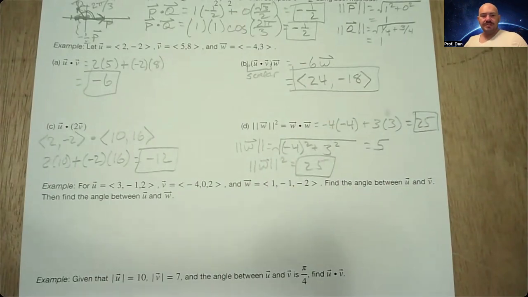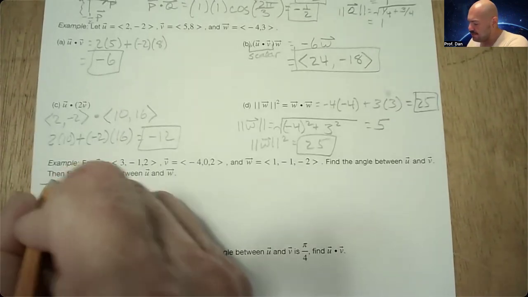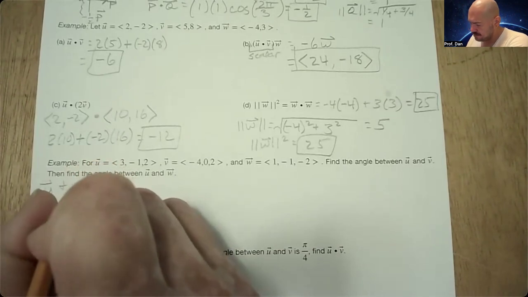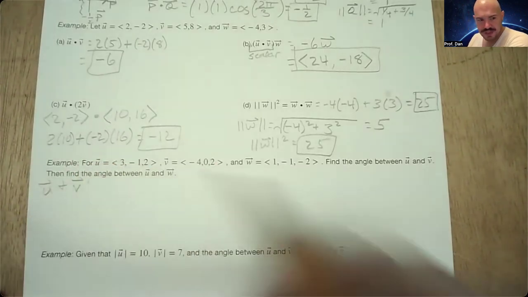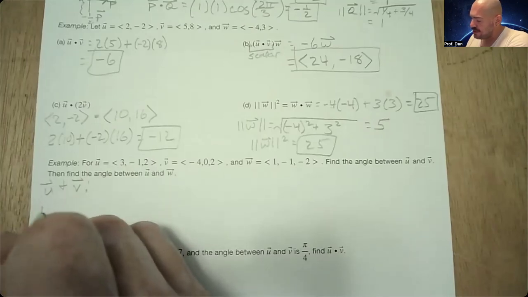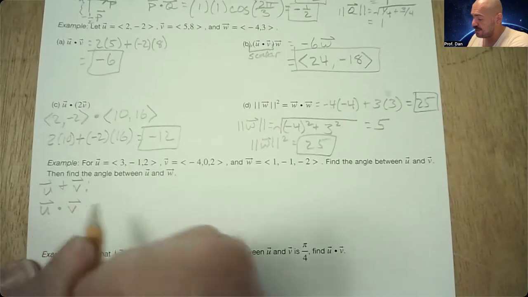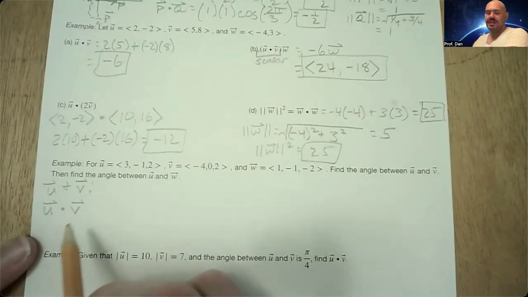All right, next example. For these vectors u, v, and w, find the angle between u and v, then find the angle between u and w. So for u and v, the first thing we want to do is figure out the dot product, because remember, the dot product can be related to the angle.